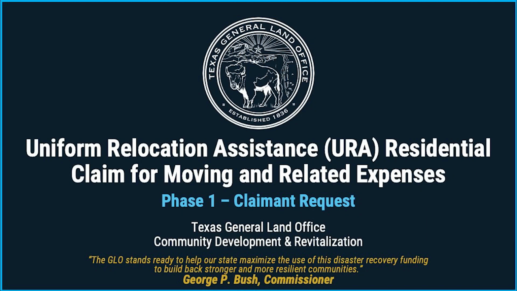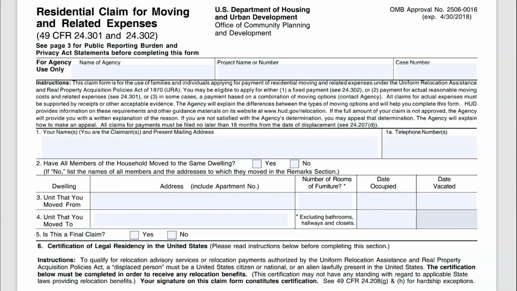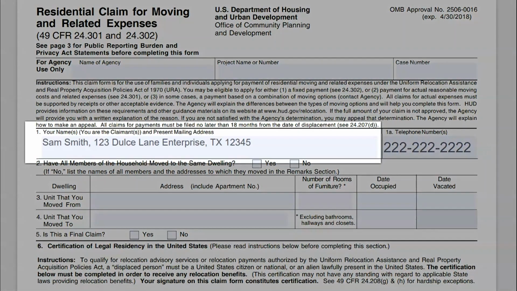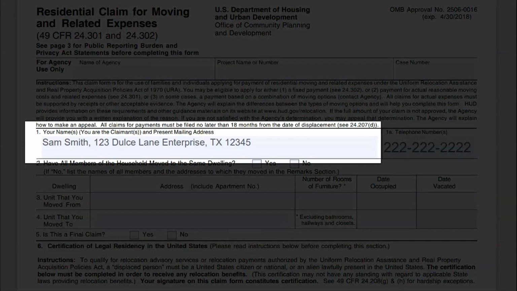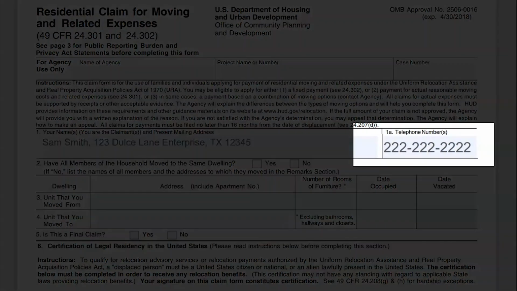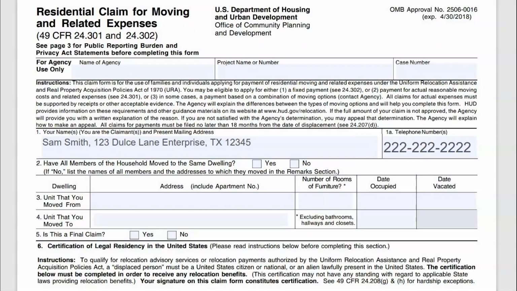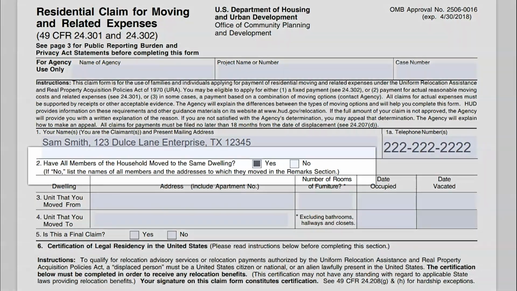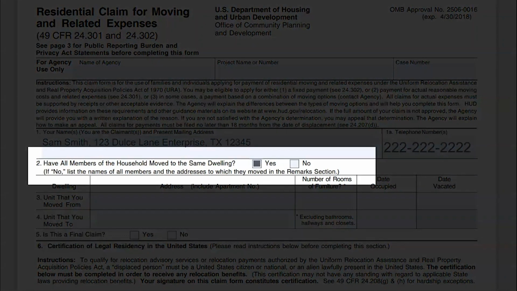Now let us begin to review each section of the residential claim for moving and related expenses. In the first phase, tenants and involuntary homeowners will input all claim information and attach backup documentation to request moving and related expenses. Skipping to question number 1, the claimant will begin by inputting their name and the present mailing address, then the current phone number. Question number 2 asks if all members have moved to the same dwelling. Claimants should answer yes or no.